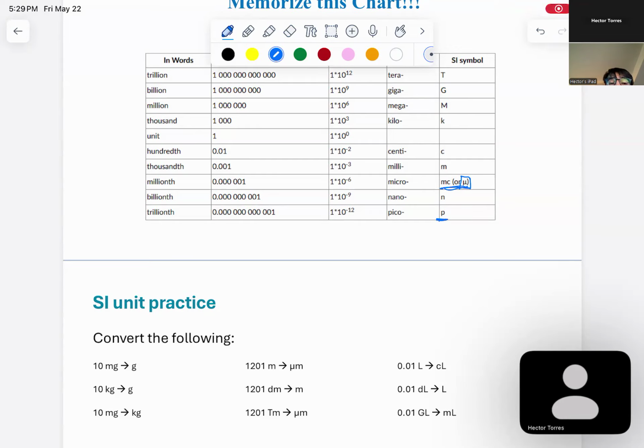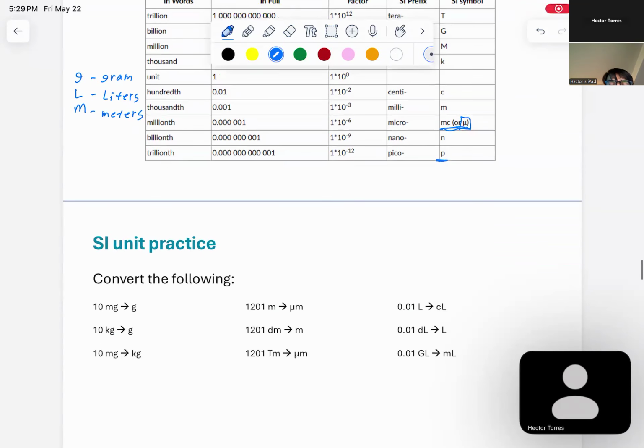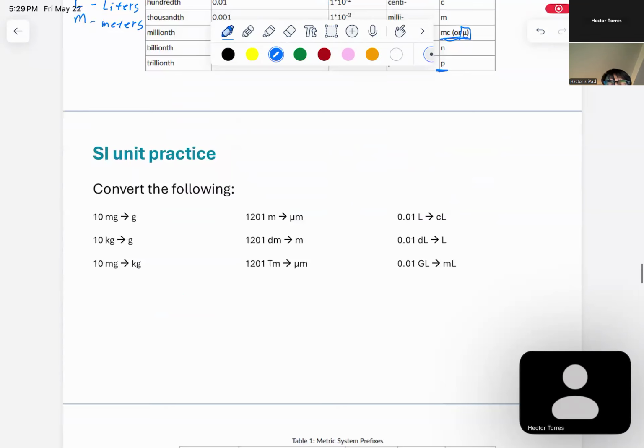Now for the base unit, there's going to be grams, liters, and meters. Okay, so those are going to be the different base units we have. So grams, liters, and meters. Okay, great. So now let's go through these problems.